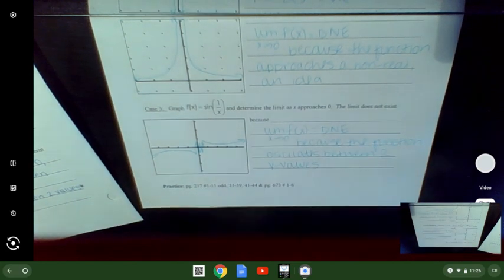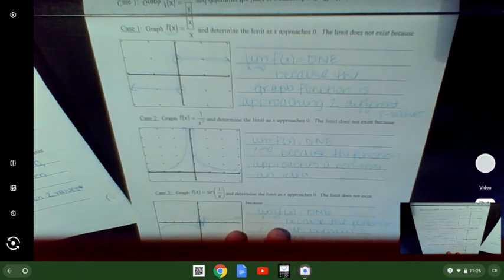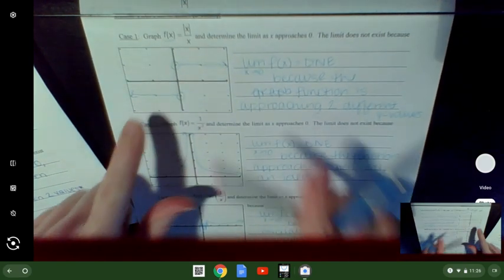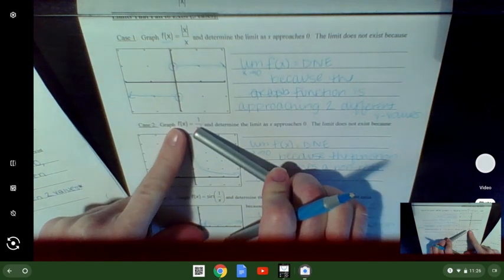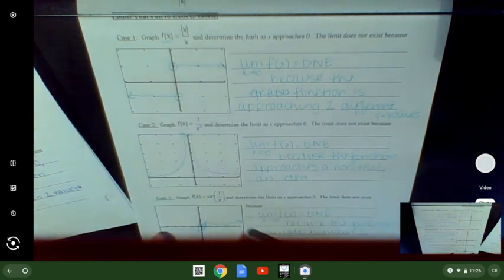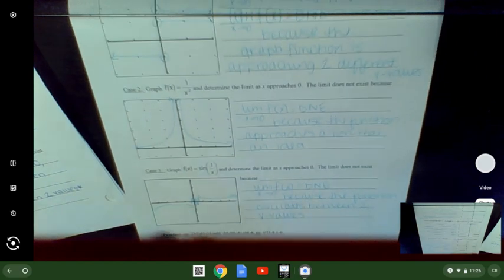So we're not going to make up our mind. The 3 cases where a limit does not exist: you are approaching 2 different y values, you're approaching an infinity, or the function is oscillating. It's freaking out. It can't make up its mind.